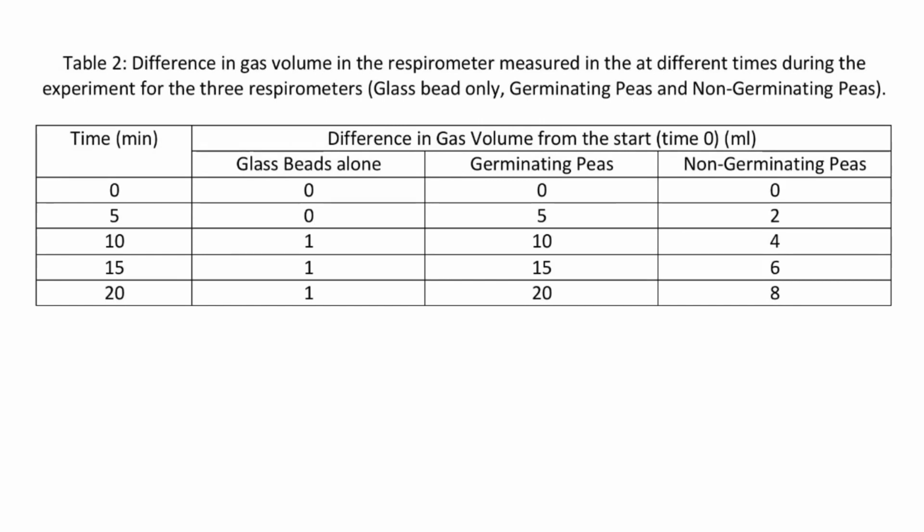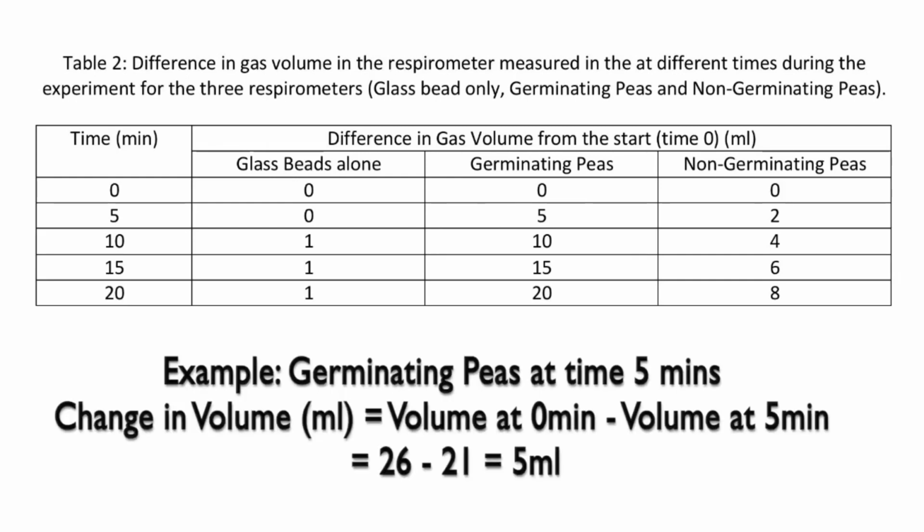This second table shows the difference in gas volume from that start time, time 0, for each of the groups. That's glass beads alone, germinating peas and non-germinating peas. So in each of those cases, the value for a given time for that group was subtracted from the value for time 0 for that group.